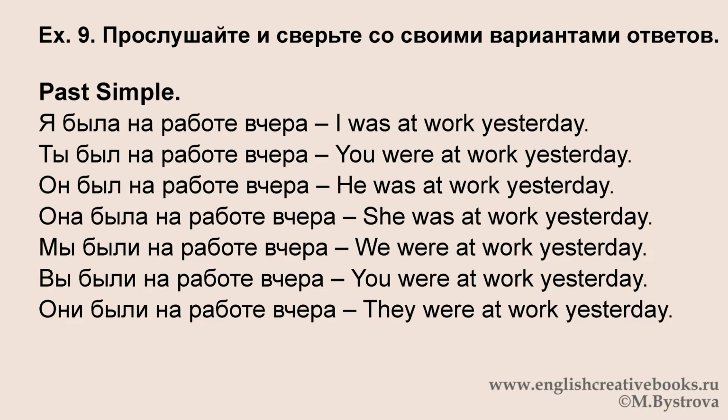Past simple. Я была на работе вчера. I was at work yesterday. Ты был на работе вчера. You were at work yesterday. Он был на работе вчера. He was at work yesterday. Она была на работе вчера. She was at work yesterday. Мы были на работе вчера. We were at work yesterday. Вы были на работе вчера. You were at work yesterday. Они были на работе вчера. They were at work yesterday.